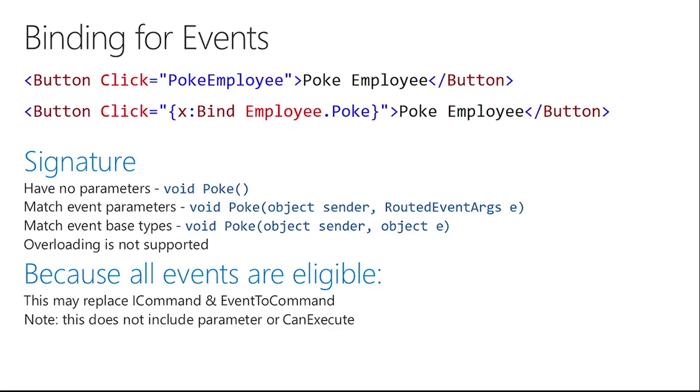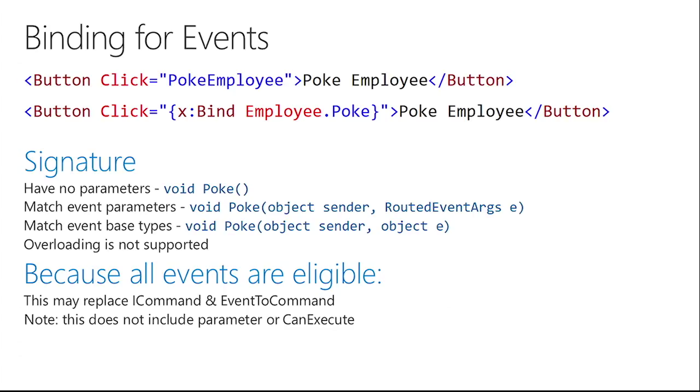You can either say no parameters, that's valid. You could match the event parameters of the click event as if it was a normal on-click event handler. Or, event handlers are in a hierarchy, so you could simply match the base event handler class as a catch-all. Your event handler in your view model could be object sender, object e, but overloading is not supported. And any events are eligible for this.